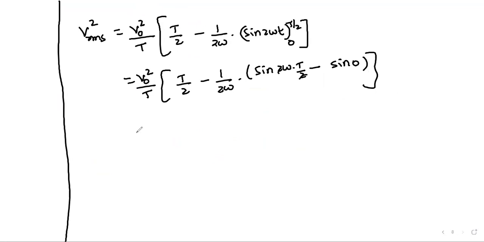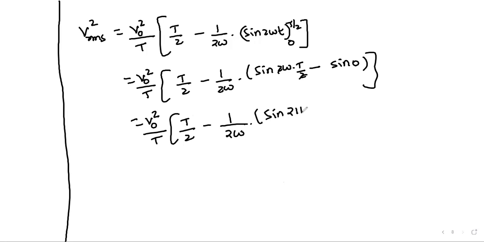Here omega into T, how can I write? Omega into T is 2 pi. So 1 by 2 omega times sine 2 pi minus sine 0. Sine 0 means 0. And remember that sine n pi, where n belongs to the set of natural numbers, is 0.